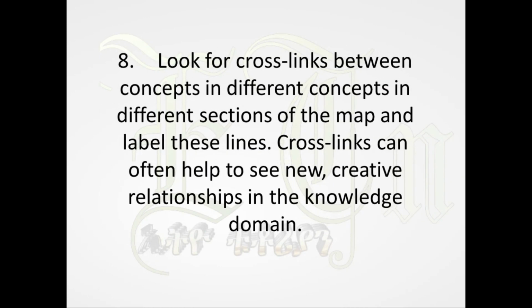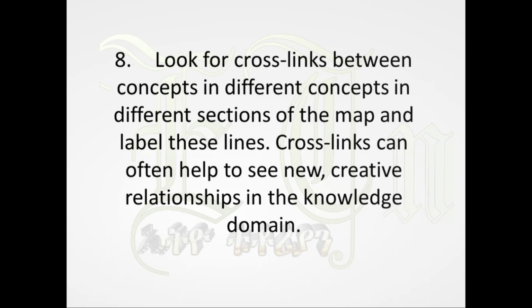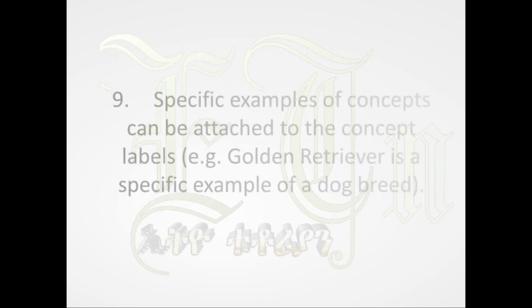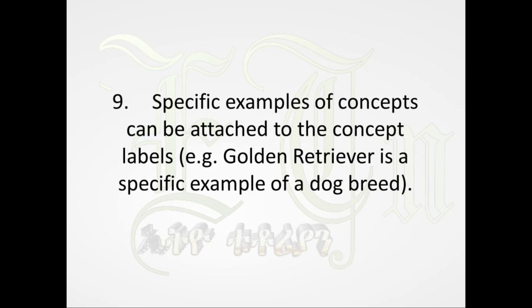8. Look for cross-links between concepts in different sections of the map and label these lines. Cross-links can often help to see new creative relationships in the knowledge domain. 9. Specific examples of concepts can be attached to the concept labels, e.g. Golden Retriever is a specific example of a dog breed.